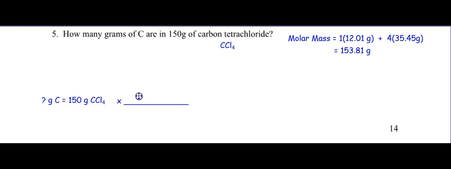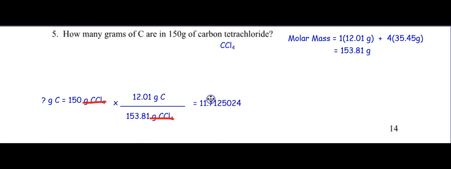So now what? I go here. So what was my whole? All right, it was 153.81. There's my total. Notice I can do this, that my grams of carbon tetrachloride is going to cancel out. And what am I left with? Well, I need grams of carbon. There I go. So 150 times 12.01 divided by 153.81. And I got this. All right. And now what? Well, that's too many sig figs. I only have 2 sig figs here, so I end up with 12 grams of carbon.